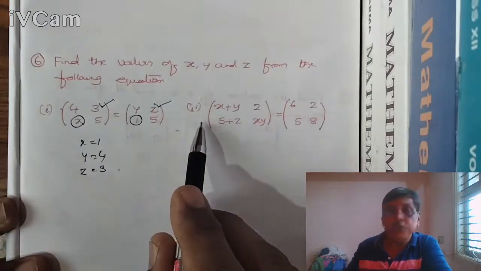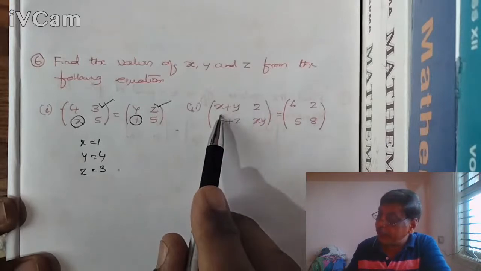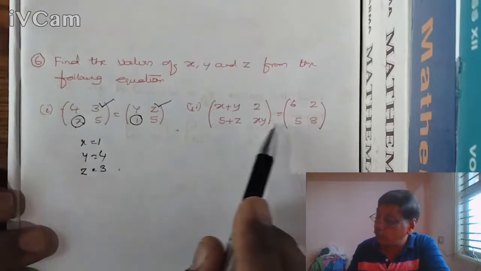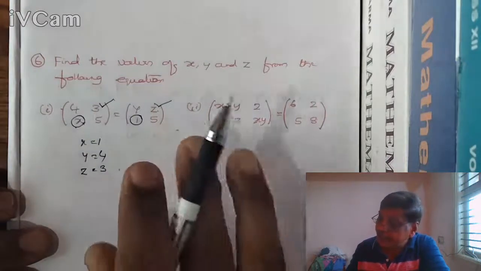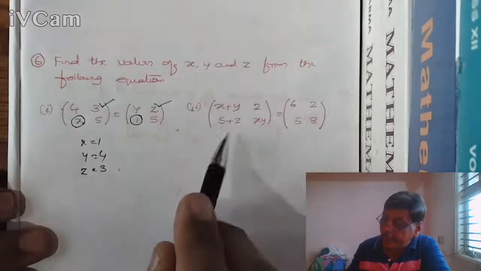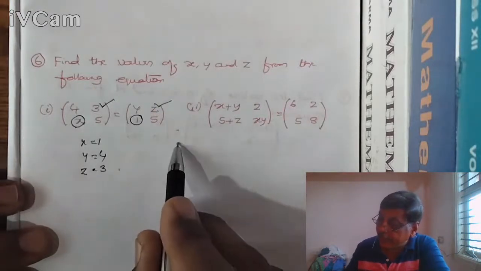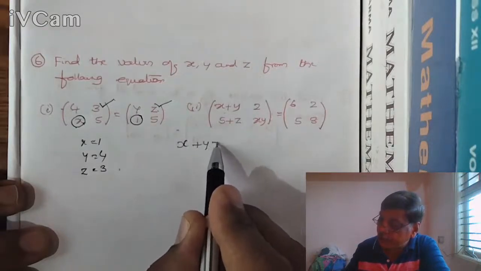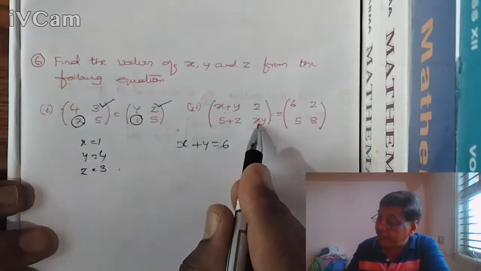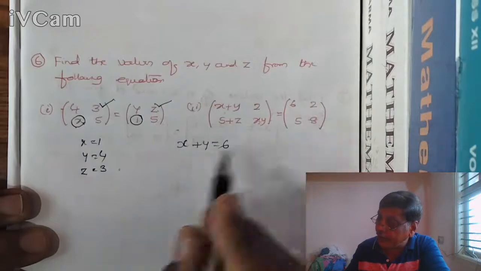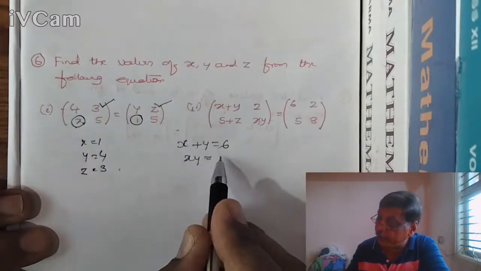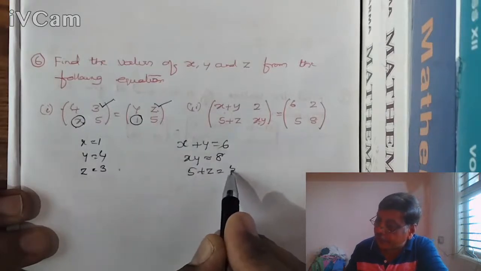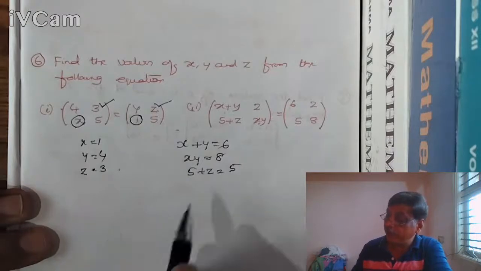Next, sub question 2. Here again two matrices are given, both are 2 cross 2 matrices, right? Since they are equal matrices, by the definition of equal matrices, x plus y is equal to 6. Yes or no? And the unknowns here: xy equals 8 and 5 plus z is equal to 5. Okay, so here one value we can find very easily.